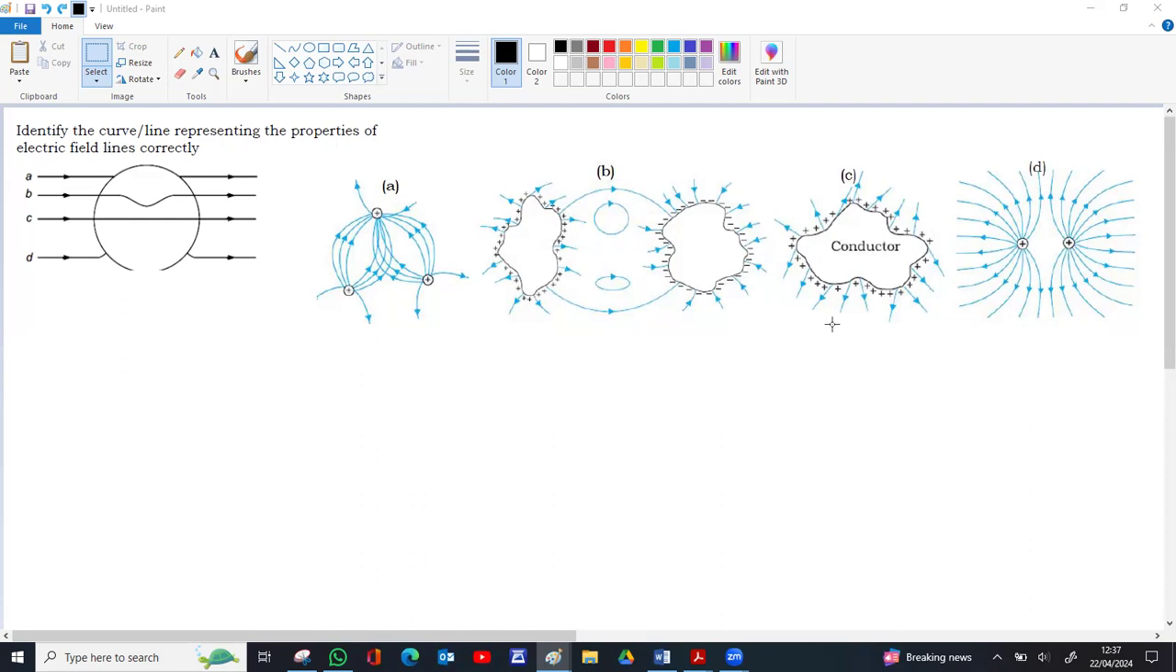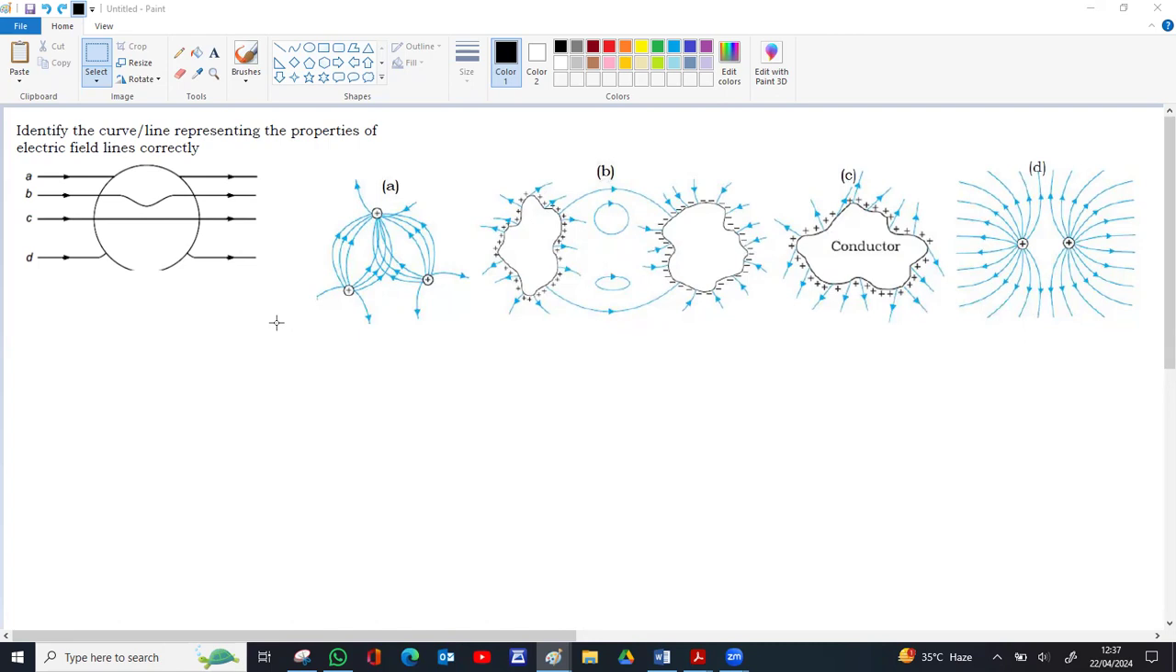There are a few diagrams given in the question. We have to identify out of these diagrams which all correctly represent the electric field lines. So this is one single question out of A, B, C, D. Find out which diagram satisfies the properties of electric field lines and represents the electric field lines correctly.